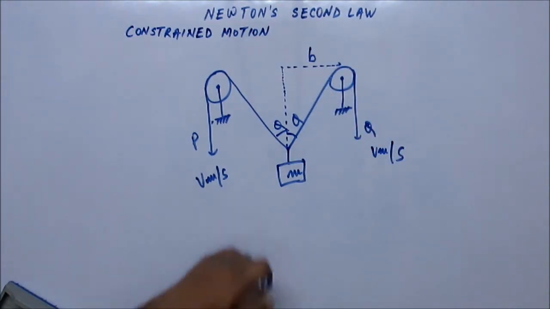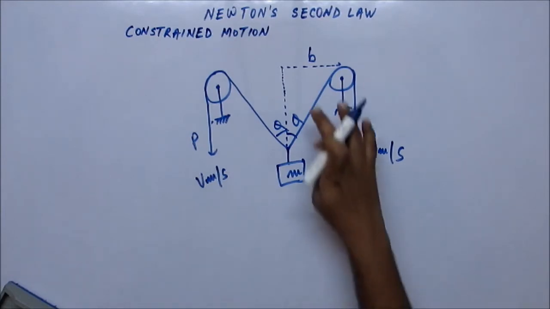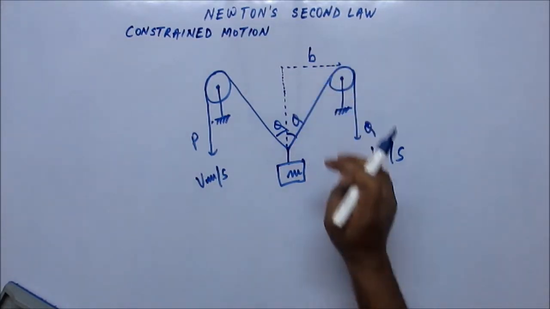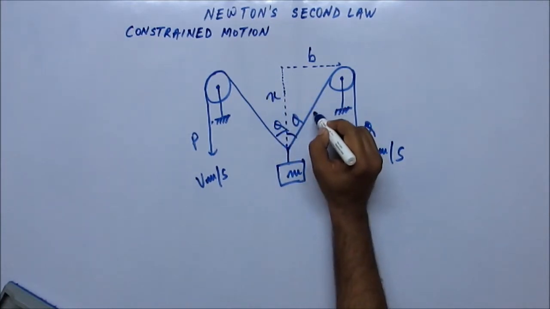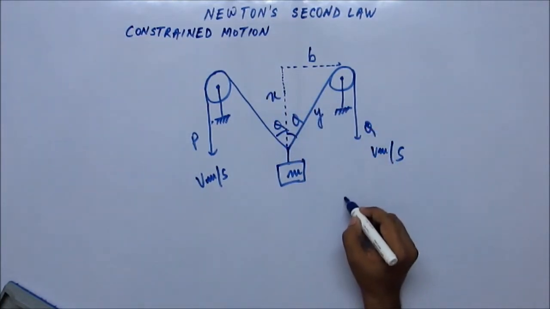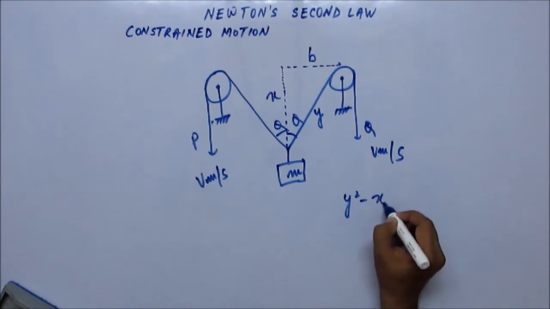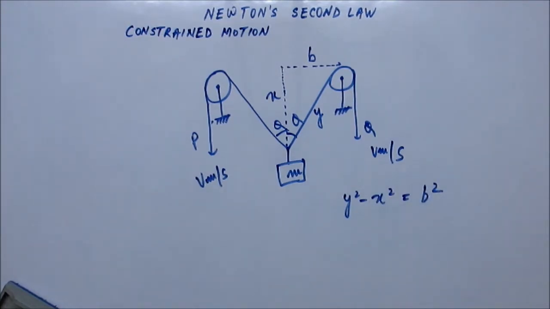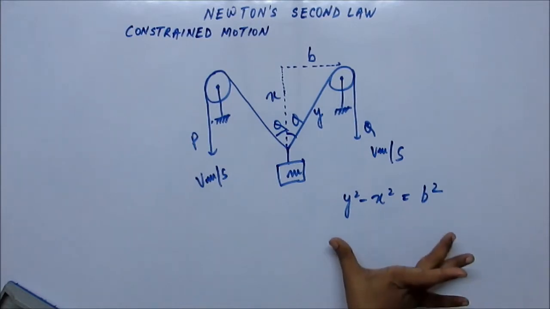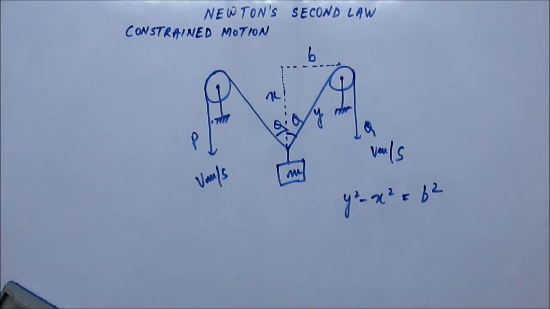Whether the mass is going up or coming down, b will always remain constant. Fine. If we call this length x and this length y, we can see that y squared minus x squared is equal to b squared, and b is remaining constant. Always you have to write this constraint relation from the given situation.